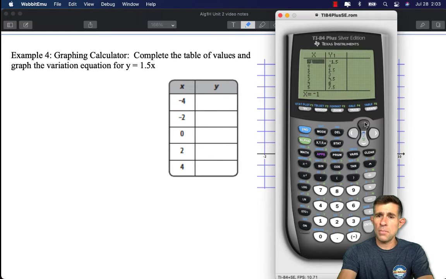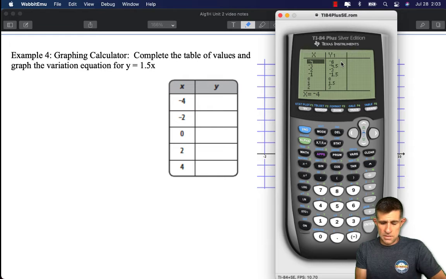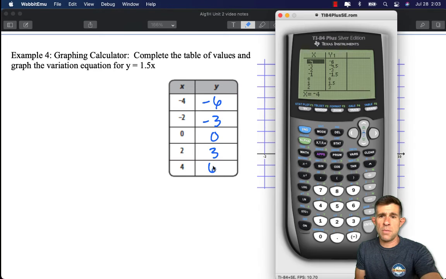If we scroll up here, we can see where x is equal to -4, y is equal to -6. So I'm going to take a second to fill that in on my notes. Also at -2, I see that I'm at -3. At 0, this should be 0. At +2, it should be +3, and at 4 should be +6. And if I don't remember, I can just go back and pull up my calculator here and cursor down to make sure all of those are the correct values.